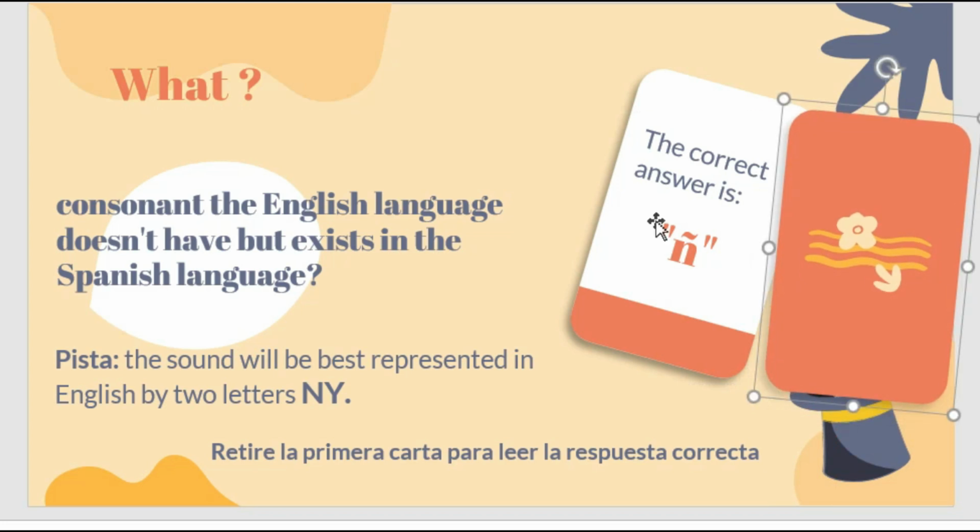Perfect. The correct answer is ñ. So ñ is the only consonant the English language doesn't have but exists in the Spanish language. And the sound of the ñ is similar to the combination of the letters N and Y in English.